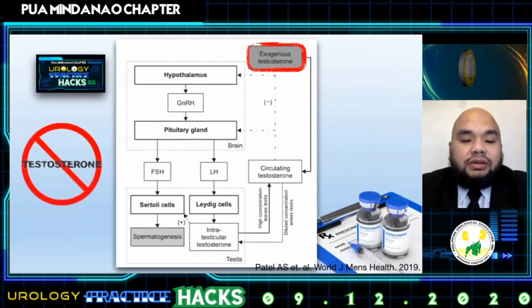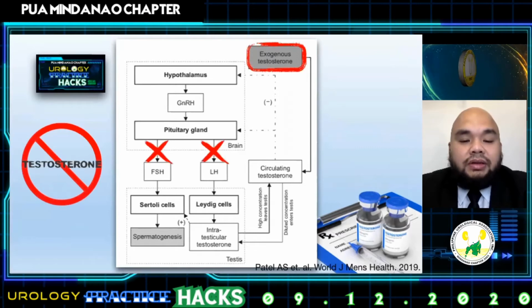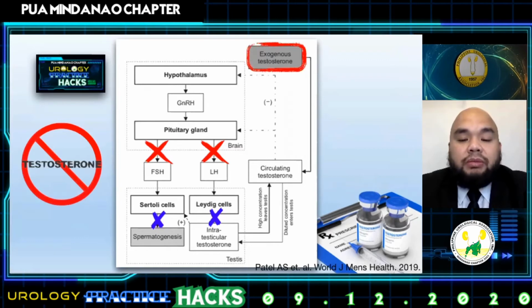Again, testosterone is contraindicated in men desiring to have biological children. Yes, initially it will increase the level of your testosterone, but exogenous testosterone will send negative feedback to the pituitary gland and the hypothalamus, thereby shutting down the secretion of your gonadotropins, the FSH and the LH, leading to low testosterone production and abnormal spermatogenesis.